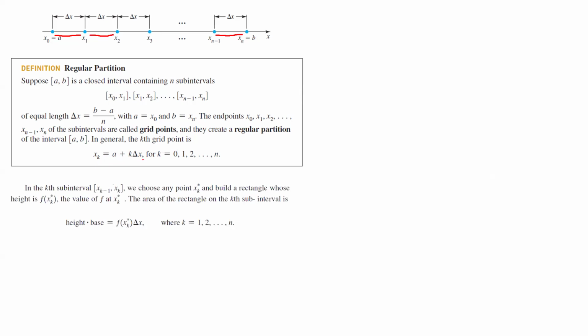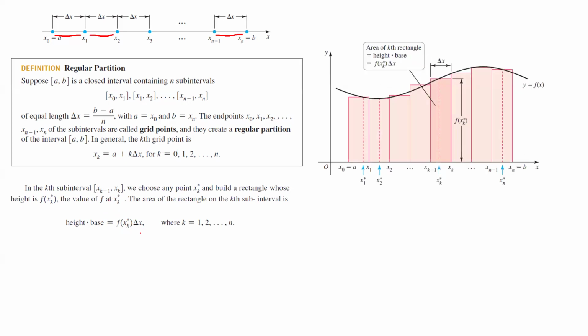In the kth subinterval, x sub k minus 1 to x sub k, we choose any point, x sub k star, and build a rectangle whose height is f of x sub k star. The value of f at x sub k star is denoted by f of x sub k star. The area of the rectangle on the kth subinterval is the height times the base. The height is f of x sub k star, times delta x.